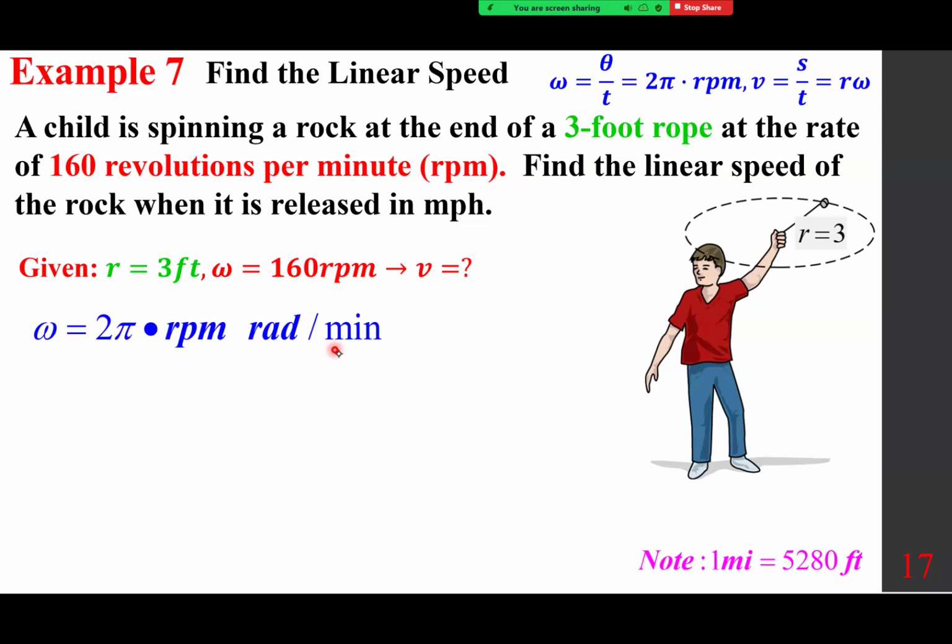Okay, radians per minute. And 2 pi times RPM, 2 pi times 160, which makes it 320 pi radians per minute. So we made this conversion first.